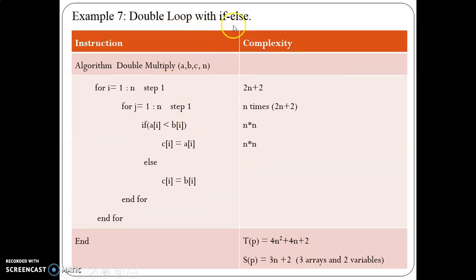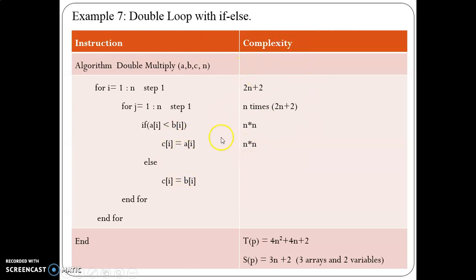Another example with a double loop and an if else within the double loop. So there is a for loop, there is another for loop. Within that for loop we have an if else block. So this particular for loop will execute 2n plus 2 times. This loop will execute n times, and within those n times its complexity is 2n plus 2 times. And this statement will get executed n times into n times, so its complexity is n square. And out of these two, one of them will get executed. Therefore, the total complexity of this block will be n square.